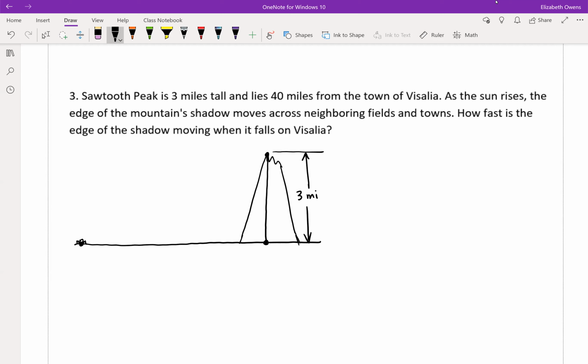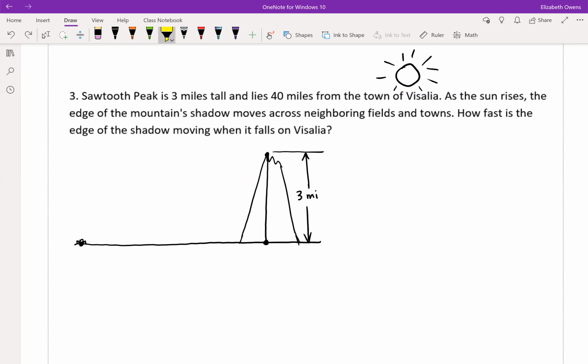And this 40 miles here does not change, but the distance that we're going to be labeling here is not so much that 40 miles, but it's actually going to be the length of the shadow, or this location of the edge of the shadow. Because, okay, here's the sun up here. Sunshine.